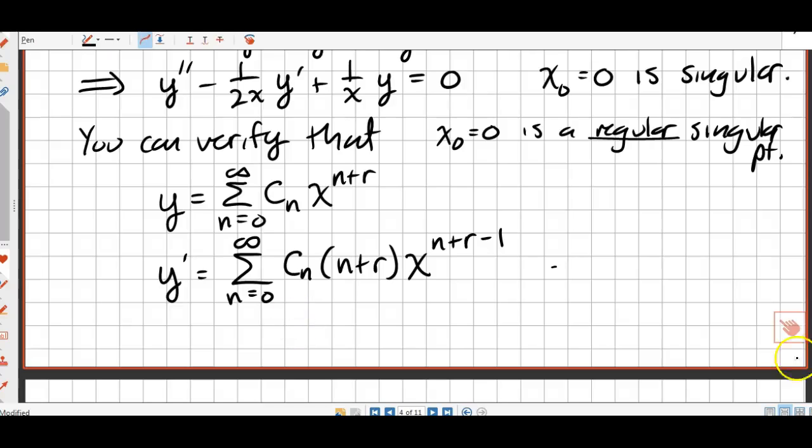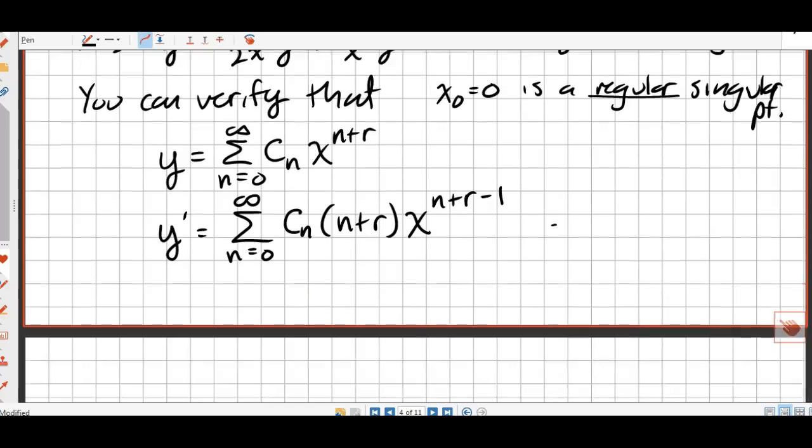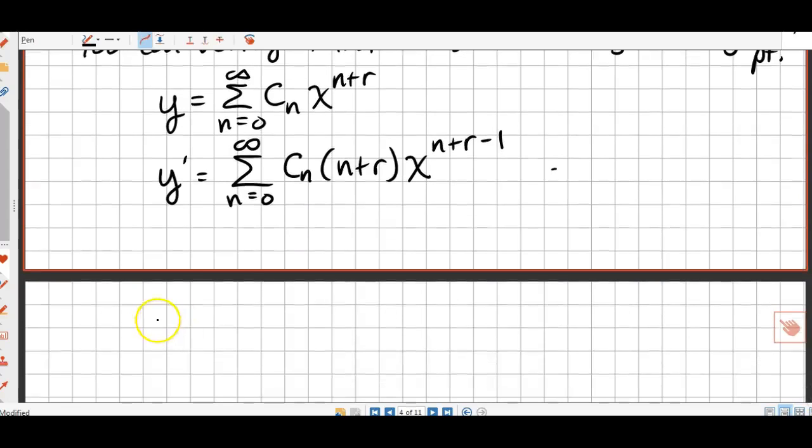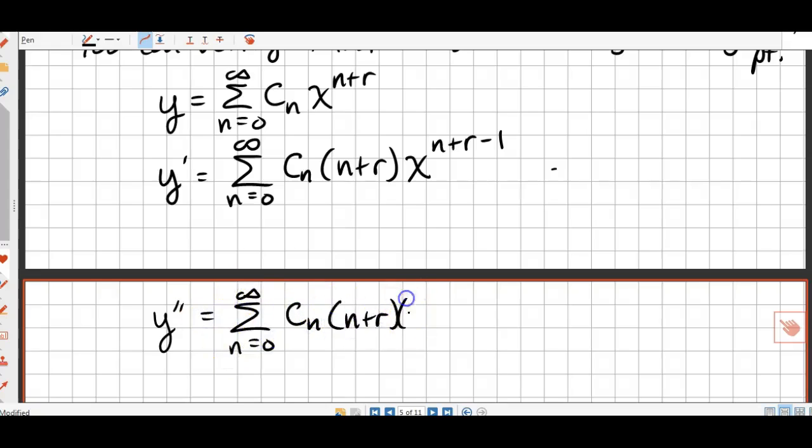Okay, so that's y prime. Then we get that y double prime, and once again we're just going to take the derivative of the term inside. So we get that y double prime is the summation as n goes from 0 to infinity, c sub n, n plus r, times n plus r minus 1, and then we get x raised to the power n plus r minus 2.